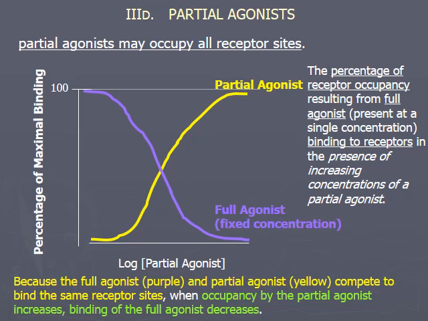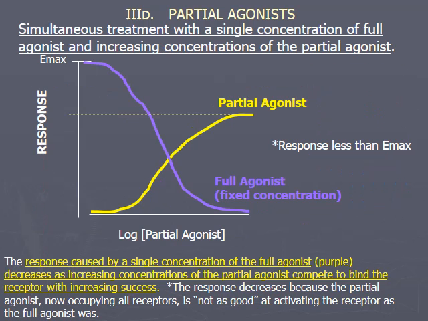But if I look at effect now, like in the next slide, the curve looks different. So if I'm looking at the effect of the full agonist, when there is no partial agonist, it's max. And as I start to increase my partial agonist concentration, what am I doing to binding? I'm kicking off the full agonist. I'm replacing it with partial agonist, right? That was the last slide. But now, what am I doing to response? I'm replacing the full response with a less than full response.